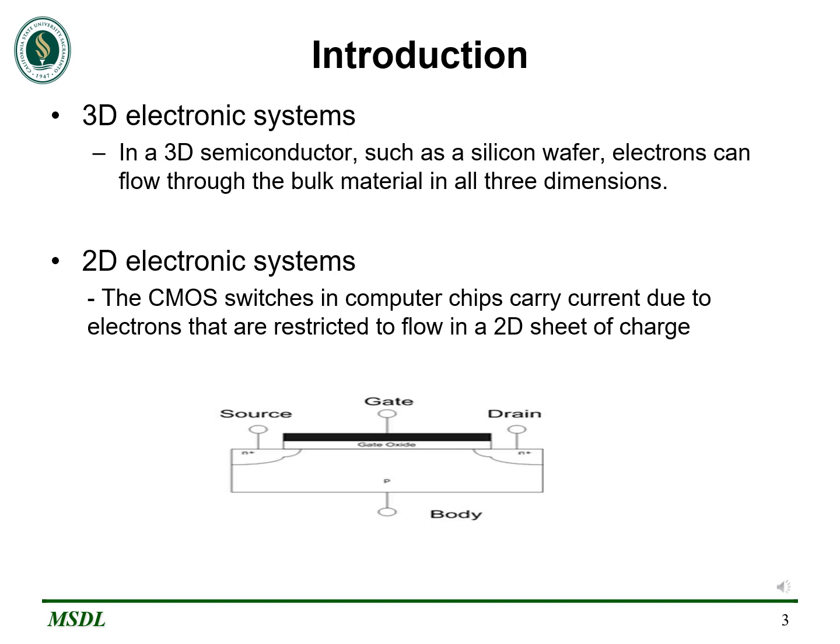In this figure, we can see a transistor used in our computer chips that controls the current flowing from drain to the source. This is controlled by the voltage applied to the gate.